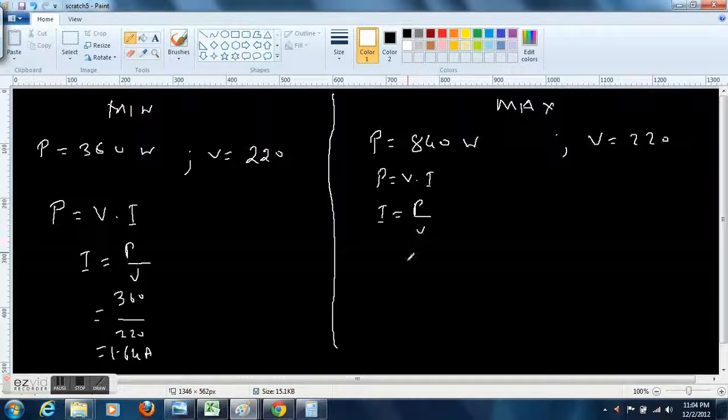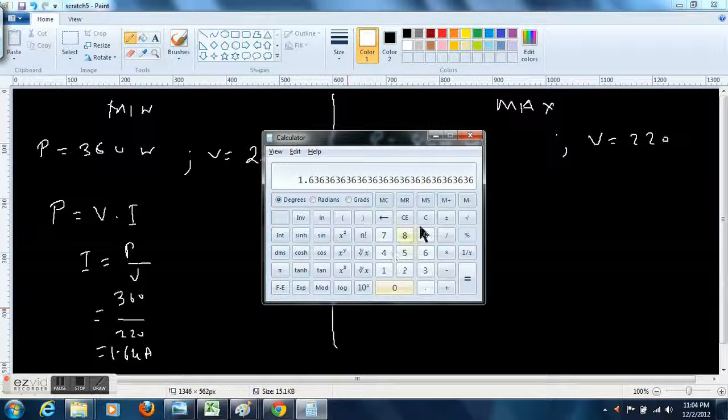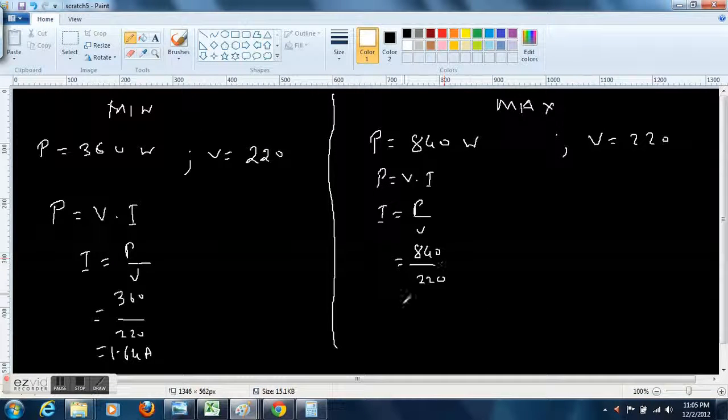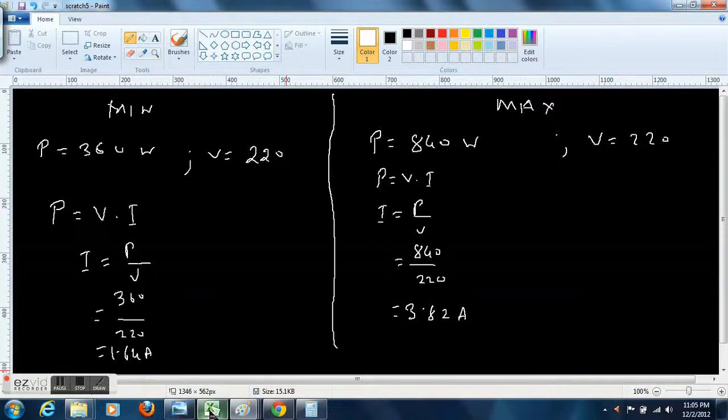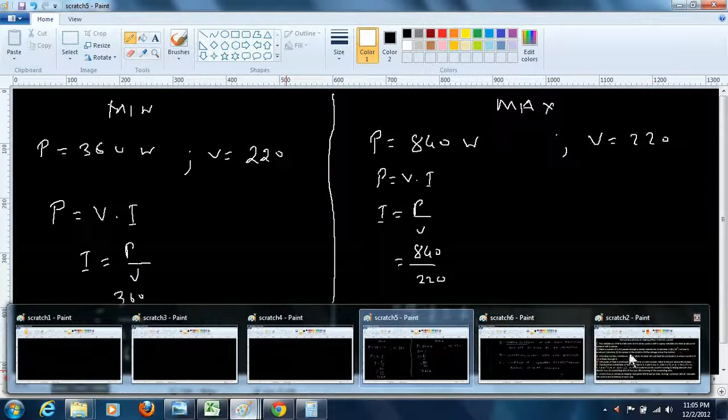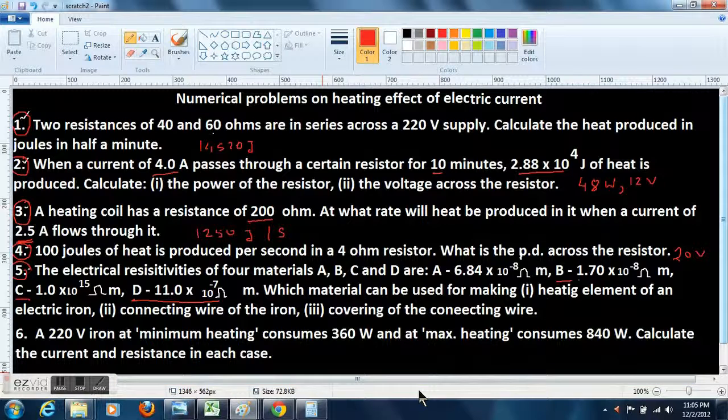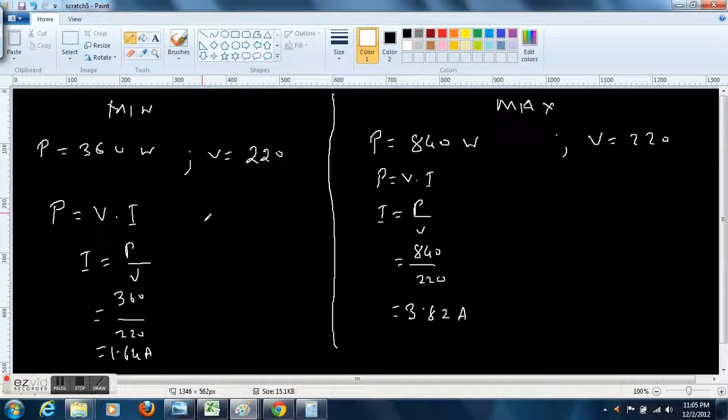In case of maximum, I equal to P upon V. Here P is 840 by 220. Let us see, 840 by 220 equal to 3.82 ampere. Sorry, I made a mistake earlier. It is 3.82 ampere. In maximum position, current flow is 3.82 ampere.